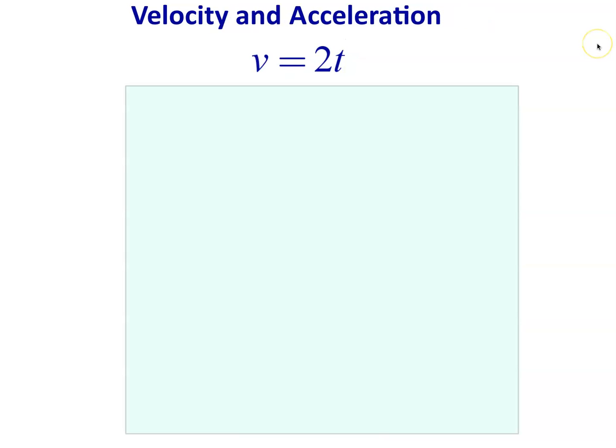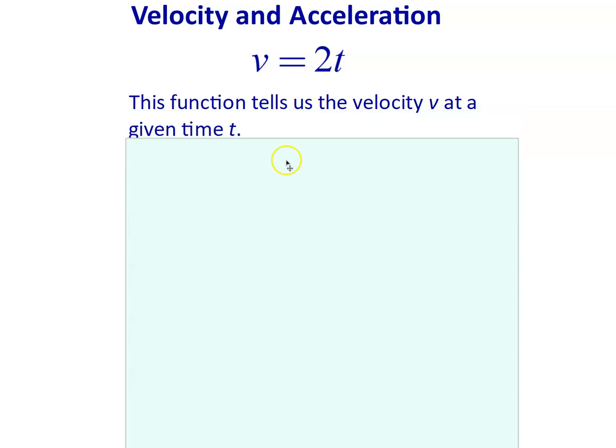Now, what about acceleration? So if the displacement formula is displacement equals t squared, the velocity formula is velocity equals 2t, which is the derivative of displacement. And once again, this function is just telling us the velocity v at a given time t. So if at t equals 0, the velocity is 2 times 0, which is 0. So in other words, at the start, it's not traveling at all. After 1 second, it's going 2 meters per second. And after 3 seconds, it's going 2 times 3, 6 meters per second, etc.